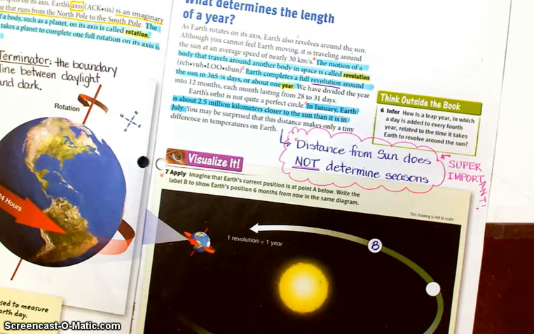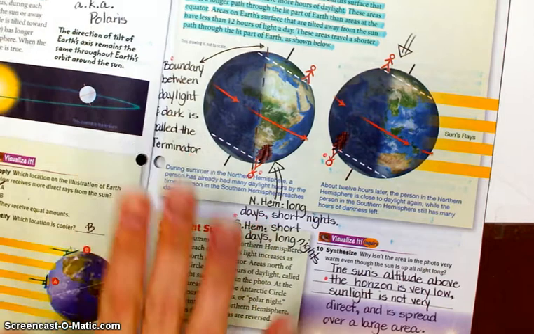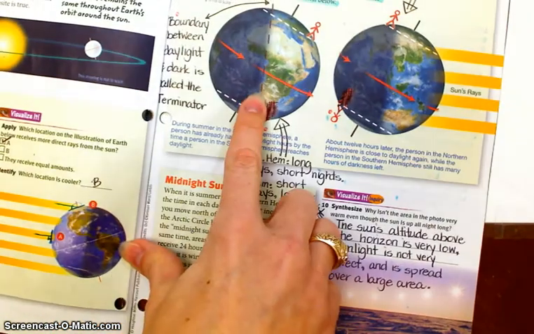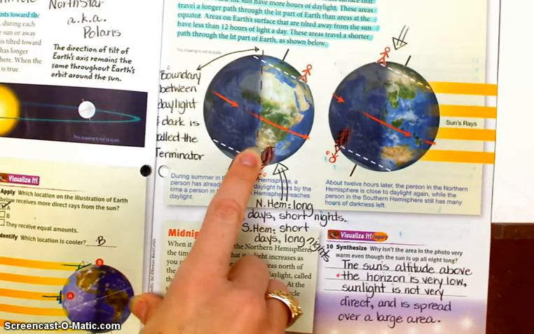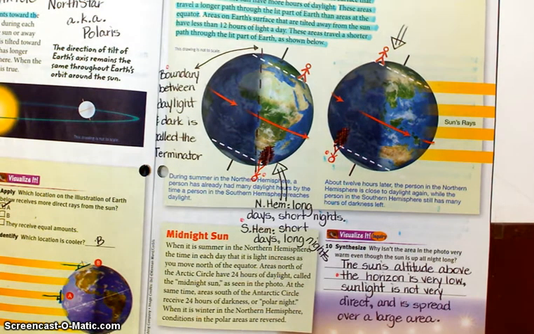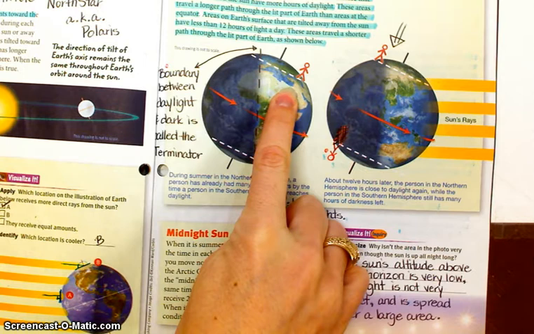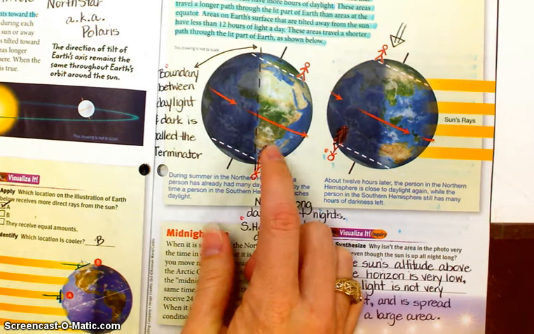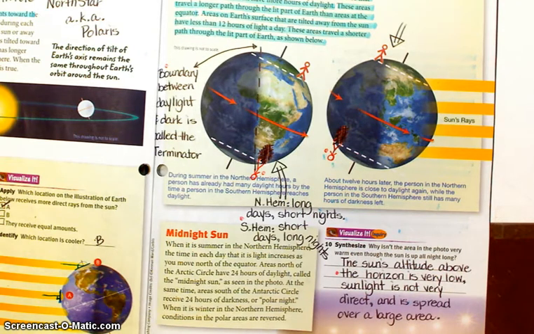Number 3, which of the following is not true about summer in the Northern Hemisphere? During summer, the Northern Hemisphere is going to be tipped most towards the sun. This is on page 229, and it says during summer in the Northern Hemisphere, a person has already had many daylight hours by the time a person in the Southern Hemisphere reaches daylight. So you're going to have long days and short nights in the Northern Hemisphere during our summer, which is June, and the Southern Hemisphere would have just the opposite.